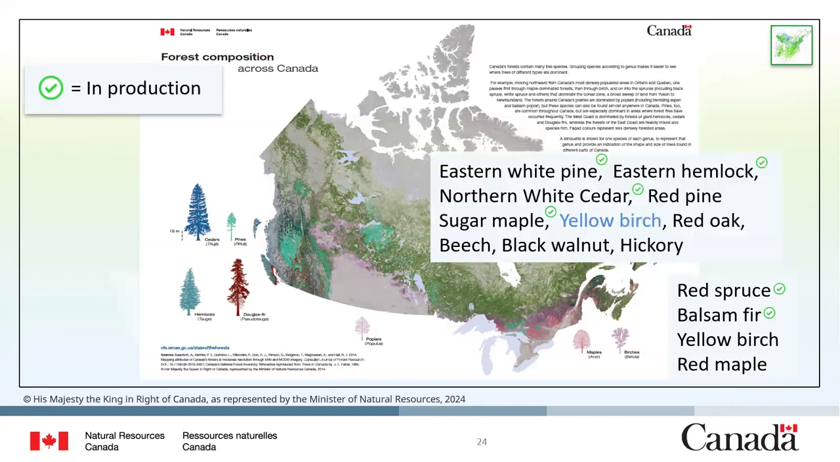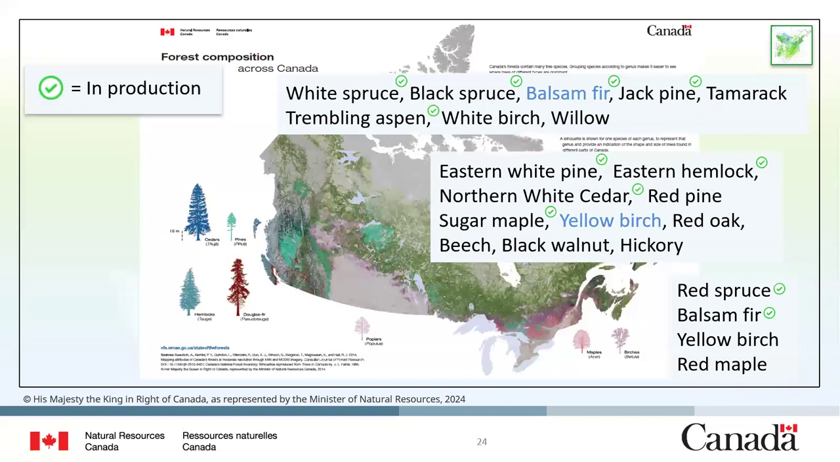In southern Quebec and Ontario, eastern white pine, eastern hemlock, northern white cedar, and sugar maple are in production, while red pine, red oak, beech, black walnut, and hickory are still available. If we move to the northern part of the country, white spruce, black spruce, jack pine, and trembling aspen are in production, while tamarack, white birch, and willow are still available.